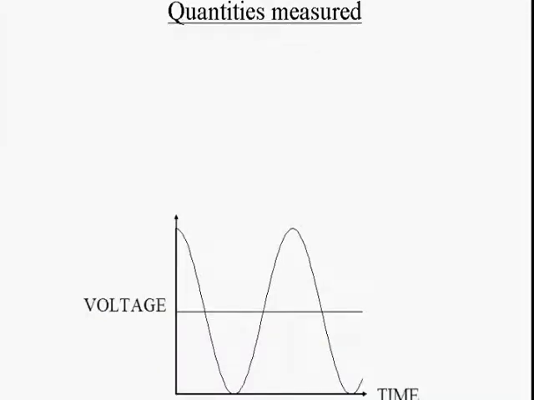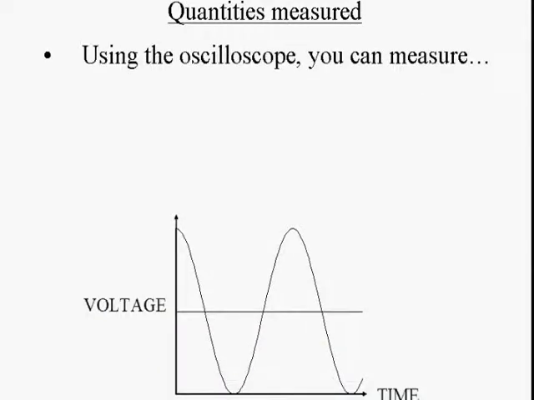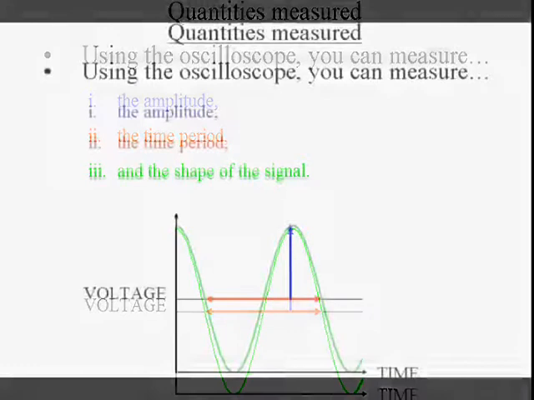Quantities measured. Using the oscilloscope, you can measure the amplitude, the time period, and the shape of the signal.